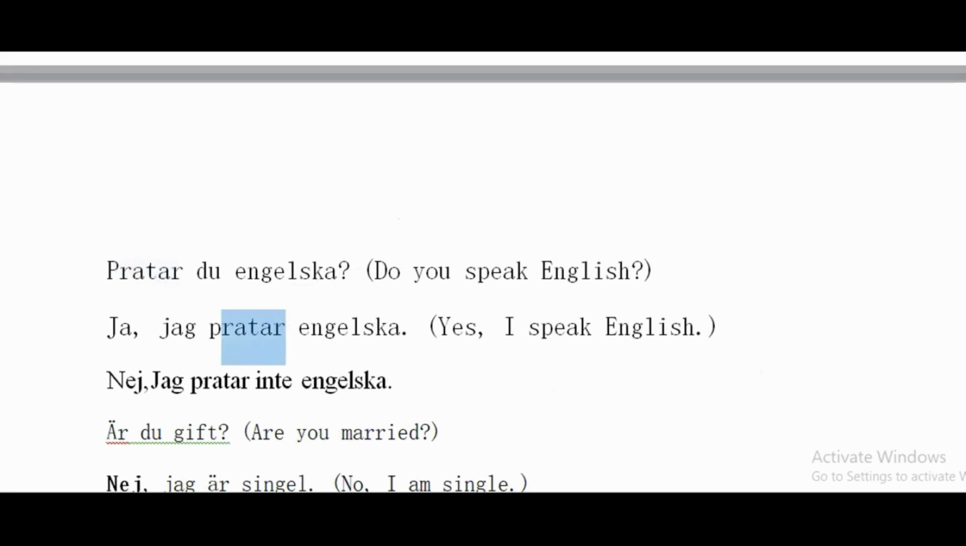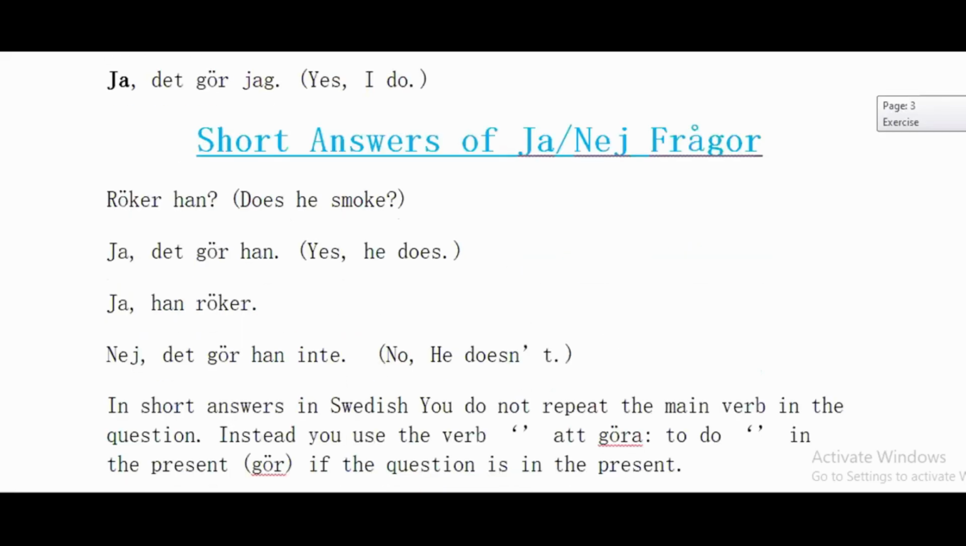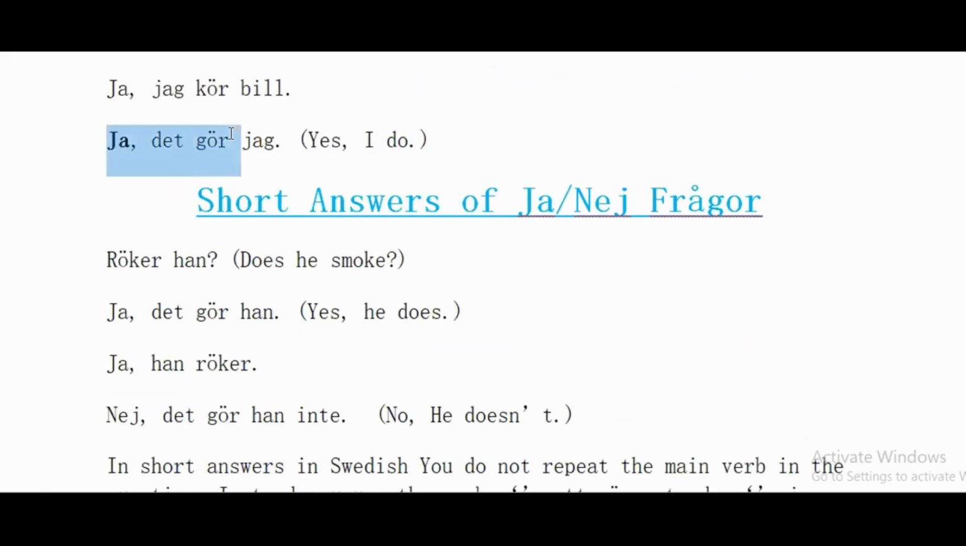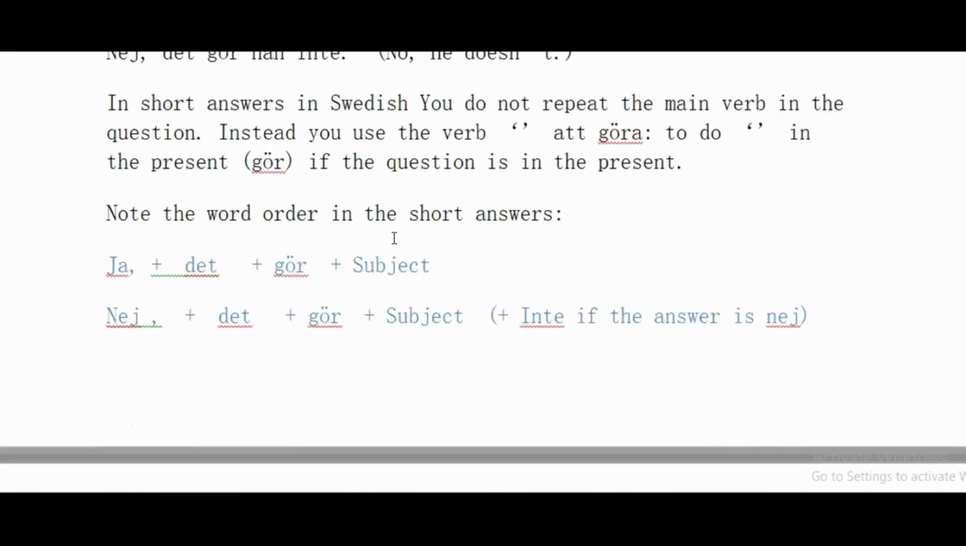Yes, I speak English. So in this scenario, when you want to write short answers, you have a fixed expression that we can use. That is "ja, det gör", and then we have the subject. And if you want to add negation, then we will just add the negation. We can check a few examples at first. "Röker han" means, does he smoke? So I would write "ja, det gör han". Yes, he does.